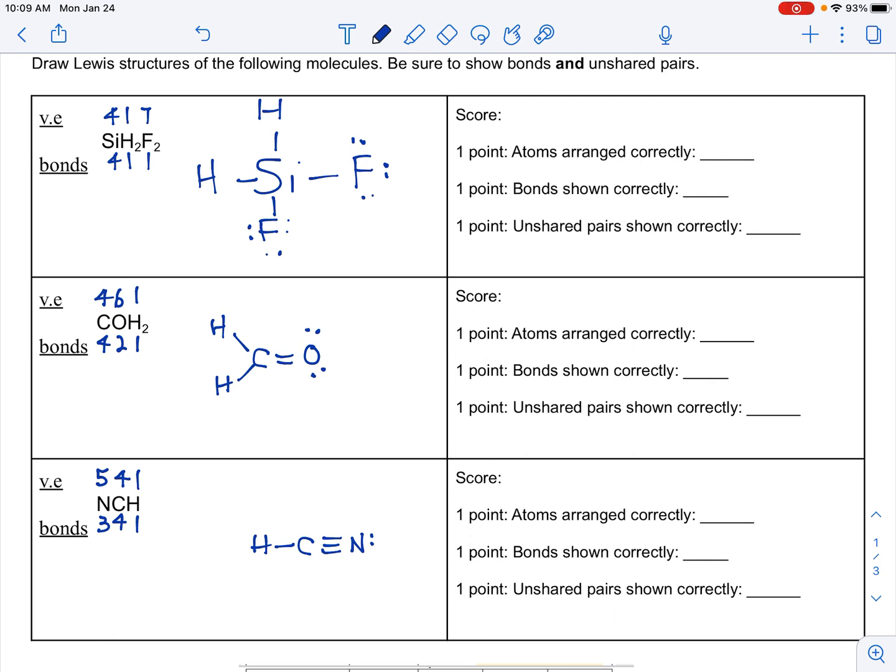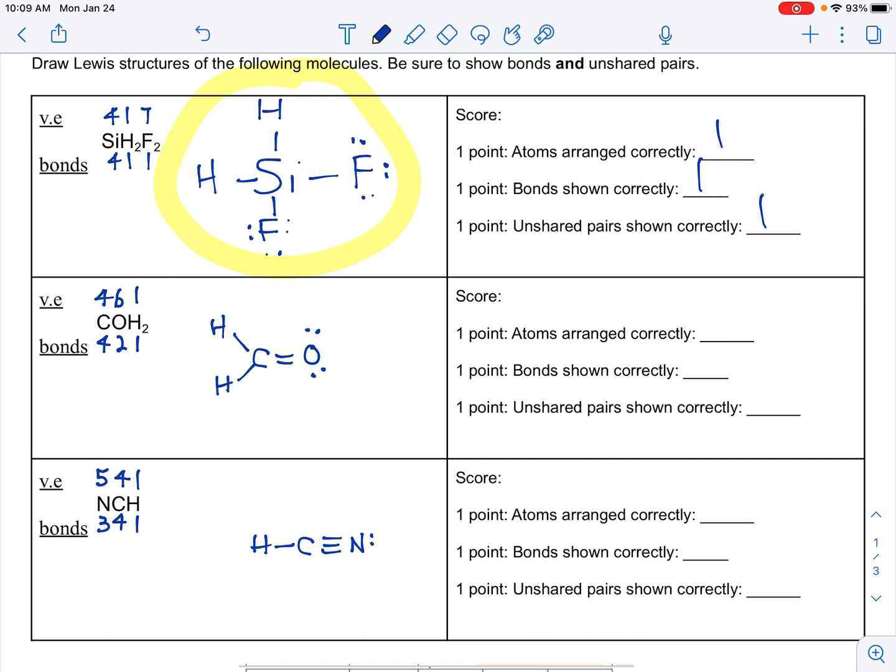So I'll just grade these here. If I look at this first one, I see I have my Si in the middle and the H's and F's all the way around. So that's the atoms arranged correctly. And the bonds are shown correctly because it should be 4 single bonds in this case. H each has 1, F has 1, and the Si has 4, which is correct. And the unshared pairs: the only atom in this group that has unshared pairs is F. So both F's have 6 dots, which means 3 unshared pairs.